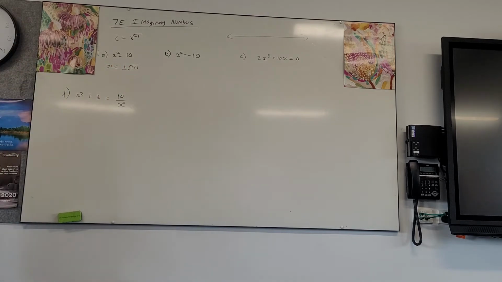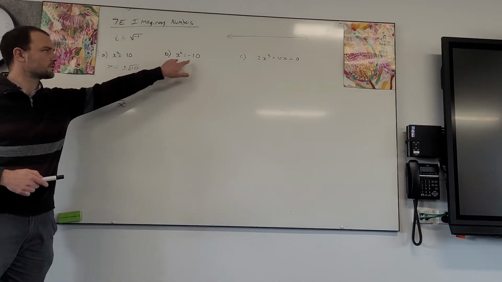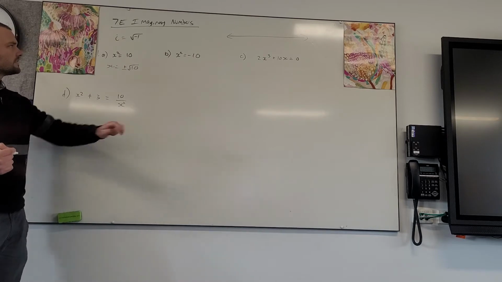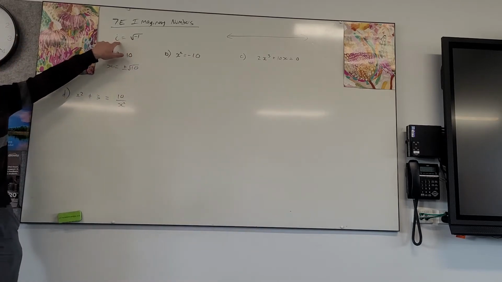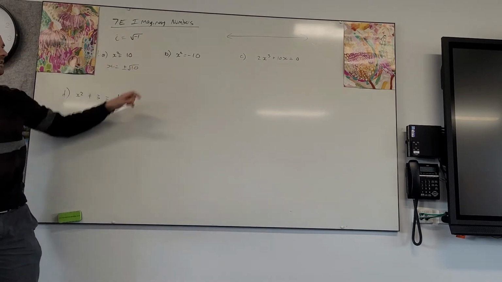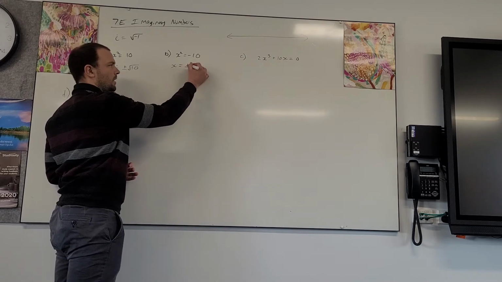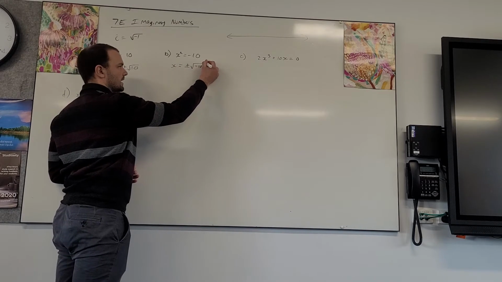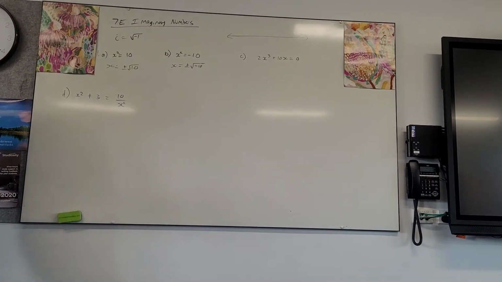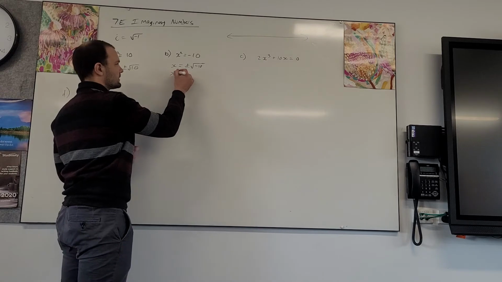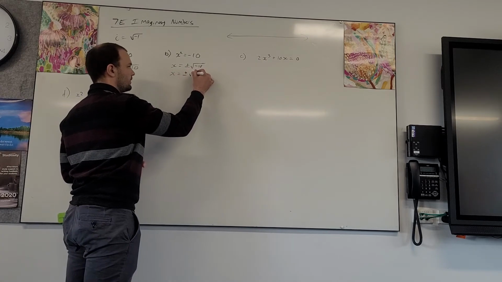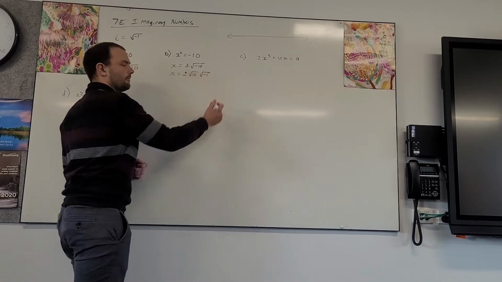The square root of 10, what's that going to be? 3.1, something like that. If we have x squared equals minus 10, this is our definition: i is the square root of minus 1. So if we have x squared is minus 10, we're going to get x is plus or minus the square root of minus 10. One way we could write that using surd operations is plus or minus the square root of 10 times the square root of minus 1.